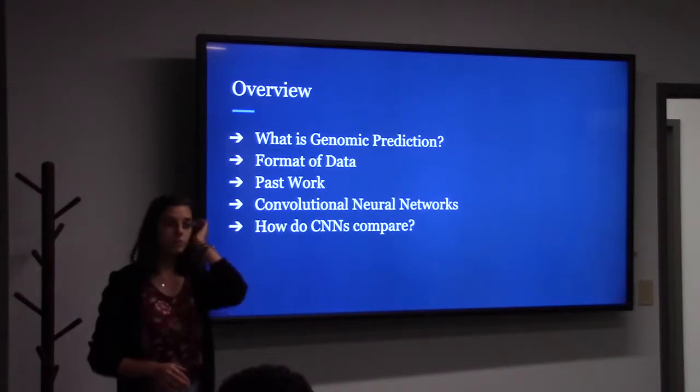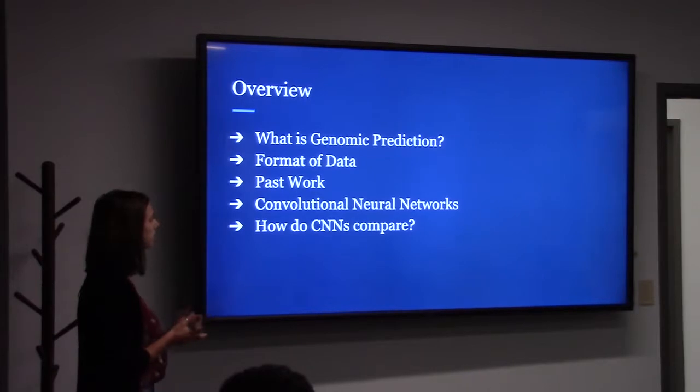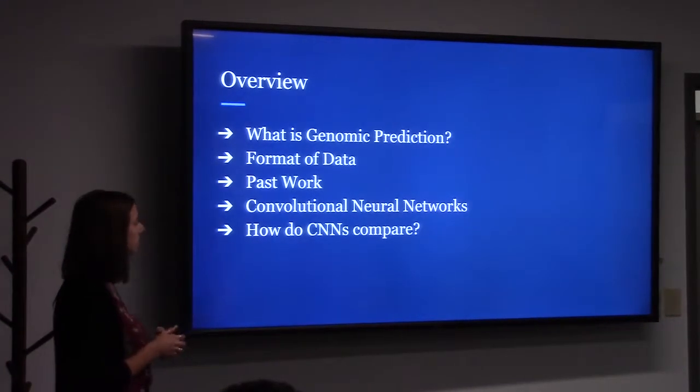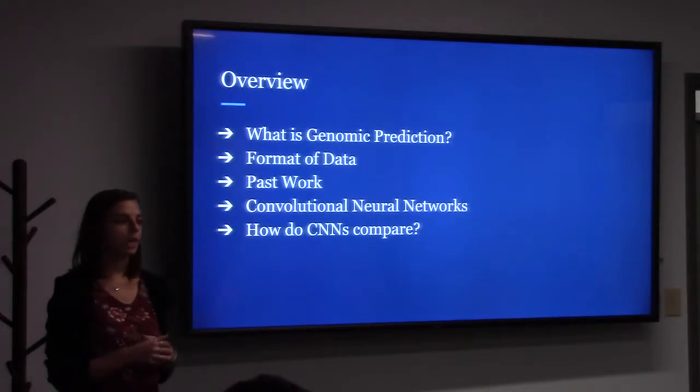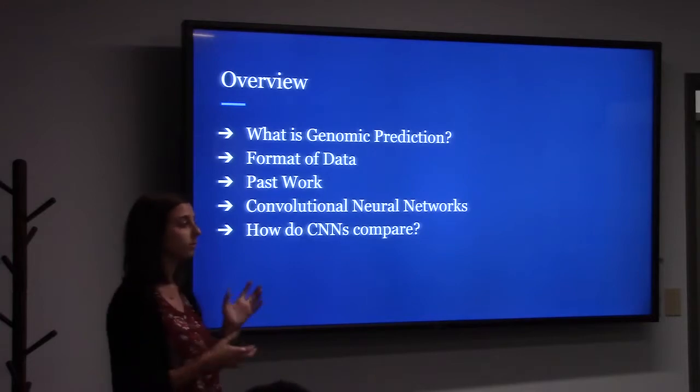So just a brief overview. I'm going to talk about what is genomic prediction. I'm going to go over the format of the data. We're going to talk about past work, or the motivation for this project. I'm going to describe to you what a convolutional neural network is, and then we're also going to talk about how these CNNs fit into all the research that my group had done previously.